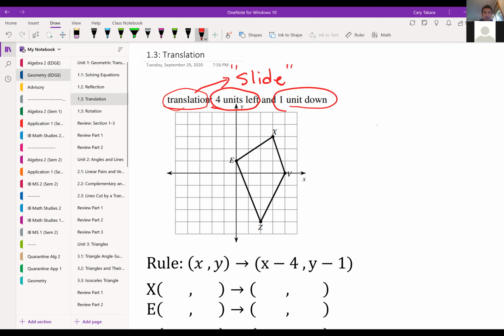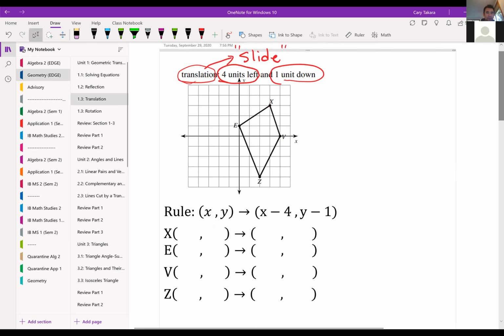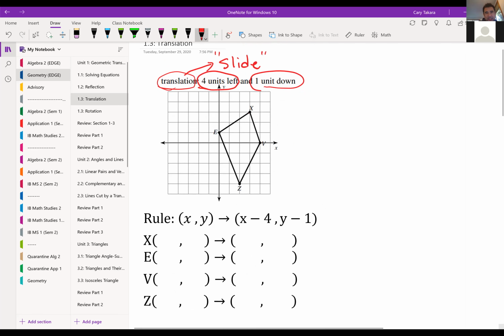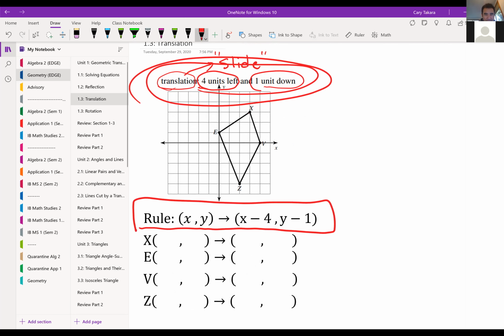Okay, so to indicate the rule, this is more of a descriptive rule. But if you want to write it in mathematical notation, the rule is going to be, now the sideways shift, that's an x coordinate, isn't it? So you will write it x minus 4. Why is it minus 4? Why not x plus 4? What do you guys think?